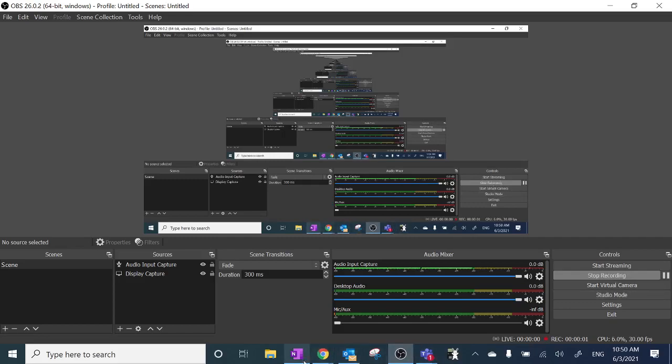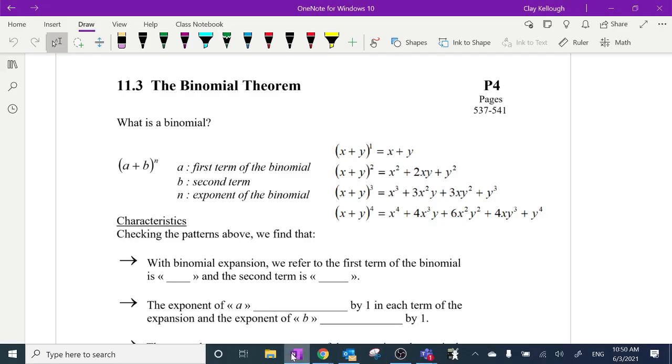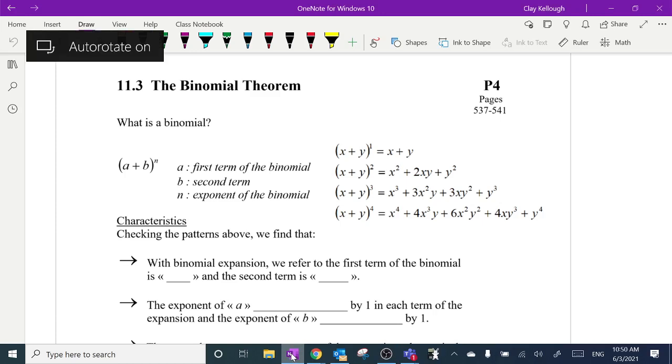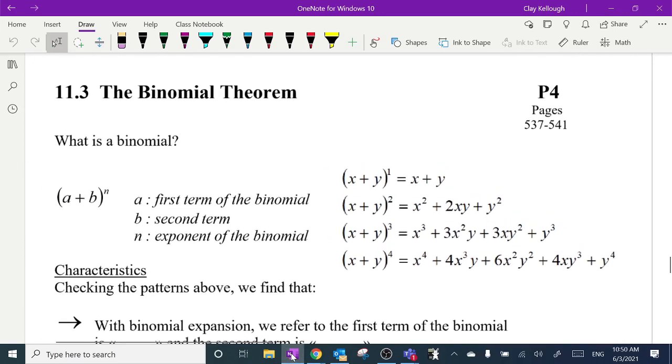All right, here we go. This is our lesson on the binomial theorem. It's one of the applications of combinations, of combinatorials. And it starts with a basic problem that I'm sure you've hit before. How do you expand a binomial? Well, everybody knows what a binomial is, right?